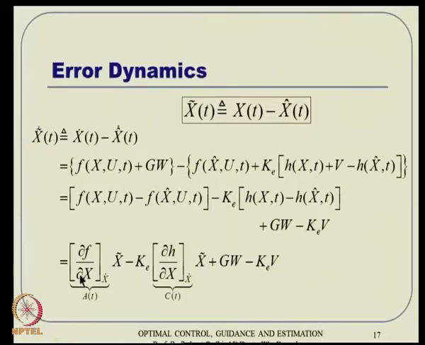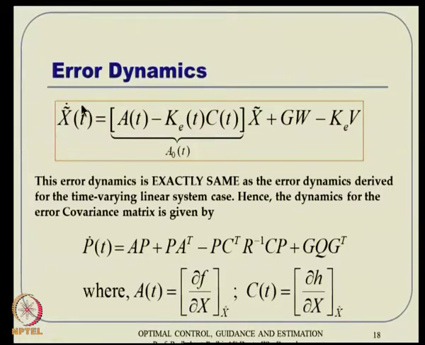Now, by definition, we define this del f by del x evaluated at x hat as nothing but A of t. It keeps on changing because x hat keeps on changing. So, it is not a constant matrix, but a time varying A of t sort of thing. Similarly, this is nothing but C of t. So, ultimately what we will end up with is the x tilde dot error dynamics: A minus KEC, times x tilde, plus GW minus KEV, where this is all time varying and this can be defined as something like A naught.